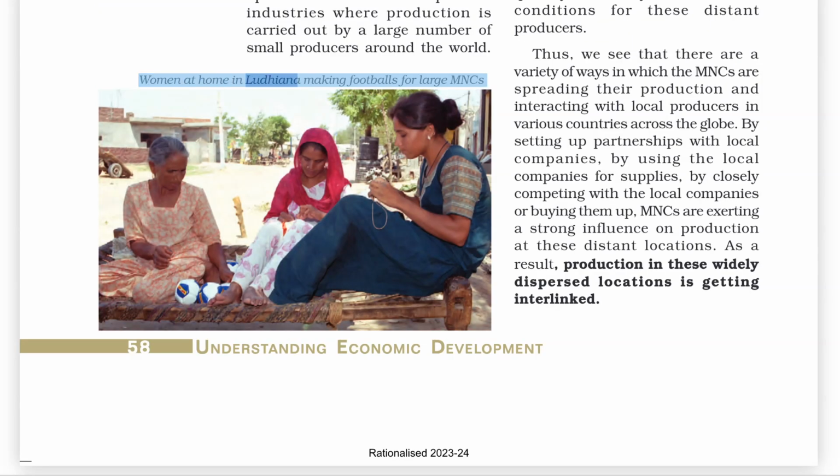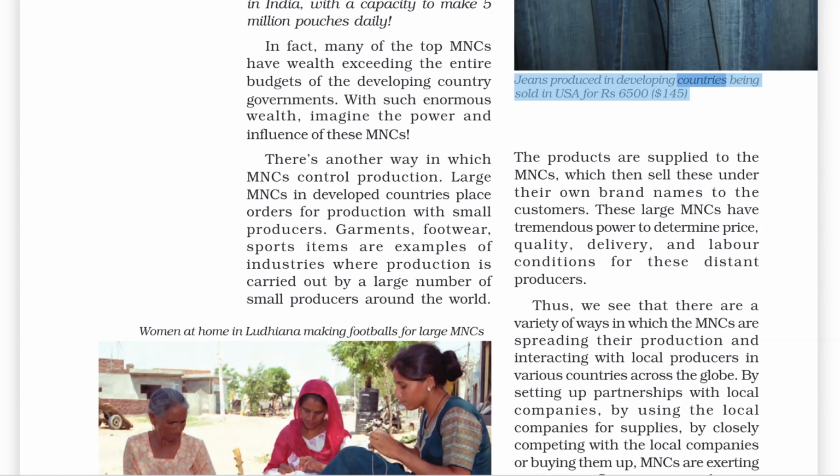Women at home in Ludhiana making footballs for large MNCs. Jeans produced in developing countries being sold in USA for 6,500 rupees, $145.